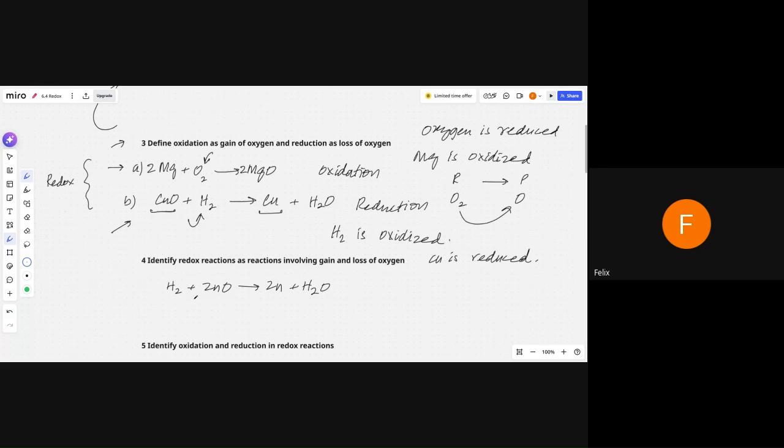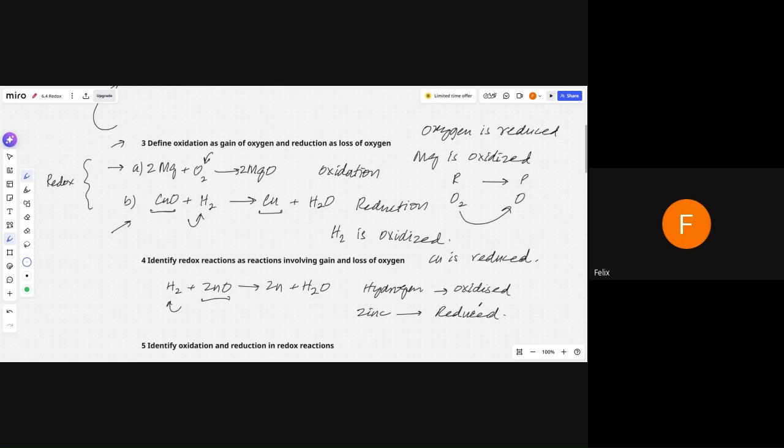Okay, so now I'm about to explain the answer. Here you can see that hydrogen is without oxygen, and after the reaction, hydrogen is with oxygen. So we can say that hydrogen has gained oxygen, so hydrogen is being oxidized, right? And zinc has oxygen connected to it on the reactant side, and zinc is without oxygen on the product side. So I'll say that zinc has been reduced, right? Okay, so I hope this is clear.